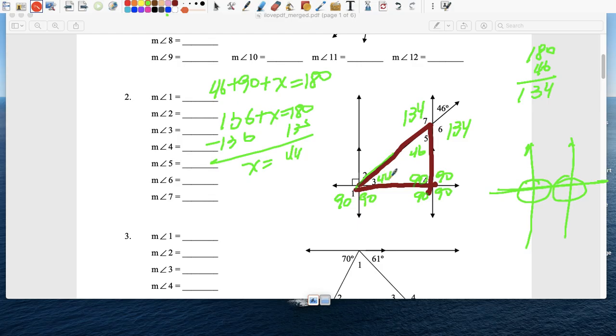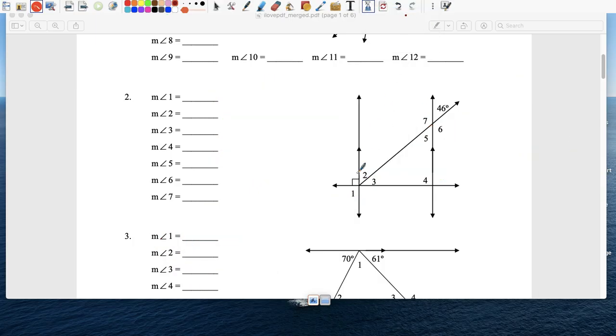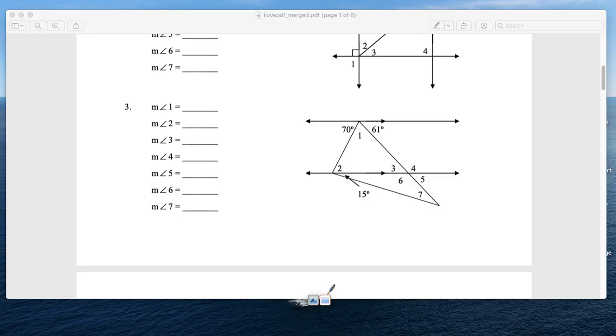44 degrees. And now that I know angle 3 is 44, what's angle 2? Well, I know that angle 2 plus angle 3 was 90. I know angle 3 was 44, right? So angle 2 plus 44 equals 90. Subtract 44 from both sides, and angle 2 equals 46. Angle 2 is 46. All right, so using the relationships that you know makes this so much easier.